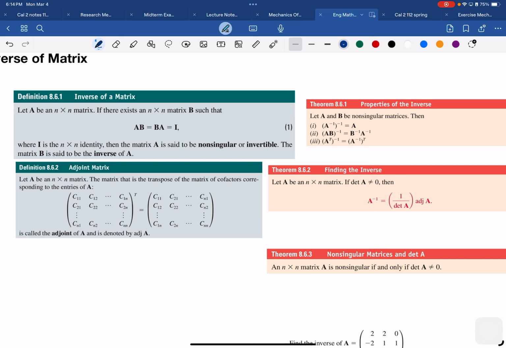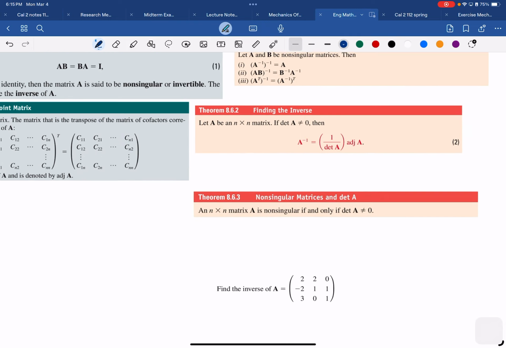Now why is this important? Because the adjoint is the transpose, we can easily compute A inverse using this formulation: 1 over determinant A multiplied with the adjoint A. There is a proof here, but I don't have time to prove it today. I will just explain for a while what we have for the inverse.